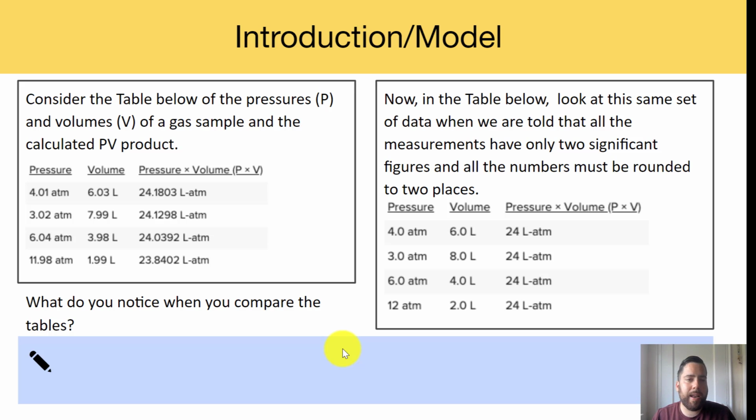So let's go ahead and look at these two tables. The first table, we have pressure and volume of a gas sample and the calculated PV product. And then we have another table on the right. This is the same data set, and now we're told that the measurements only have two significant figures, and all the numbers are therefore rounded to two places. So let's think about this. What do you notice when you compare these two tables? Make sure to write down your answer in the blue box. Look at these two tables, compare them, and which one would be more useful?